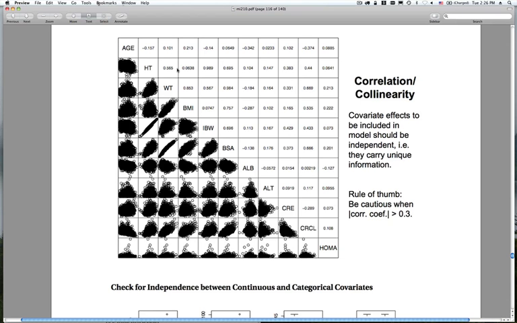So this is a useful plot to make for the continuous covariates. We want to make sure that we're bringing covariates to the model that carry unique information. And so things like height and ideal body weight we would not include as predictors of the same parameter in the same model. It would be confounded due to the correlation. However, other effects, maybe like the relationship here between ALT and creatinine clearance, we might be able to deal with that one.